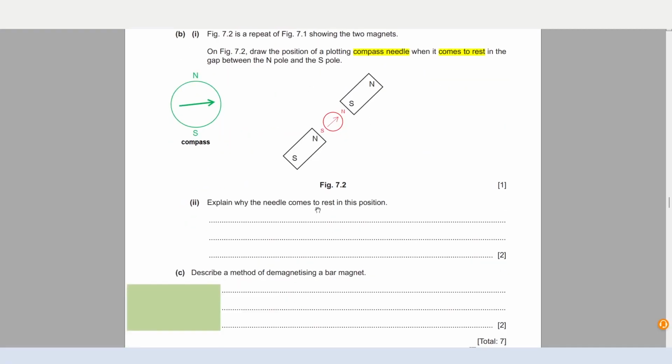Explain why the needle comes to rest in this position. So the needle points towards the direction of the magnetic field line, and the north pole of this compass points towards the south pole of the magnet. So that's why it comes to rest in this position.